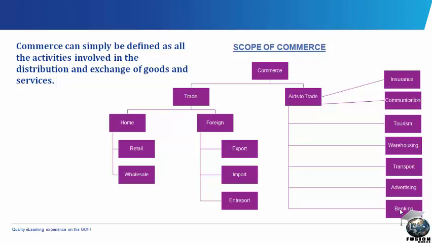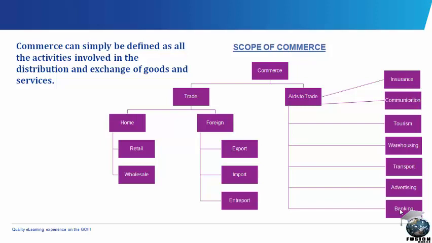More complex documentation is required in foreign trade, while less documentation is required in home trade. Different weights and measures are in use in foreign trade, while the same weights and measures are in use in home trade. Different social standards, rules and regulations are in use in foreign trade, while the same social standard, rules and regulations are in use in home trade. Transport cost is higher in foreign trade, while transport cost is lower in home trade. Foreign trade is subject to restrictions, while goods move freely within a country. These are the differences between home trade and foreign trade.